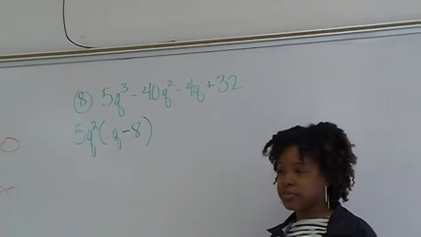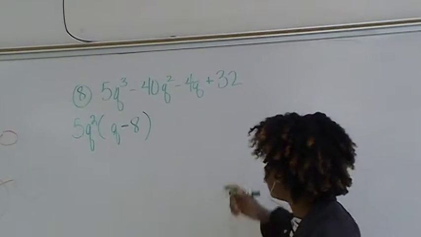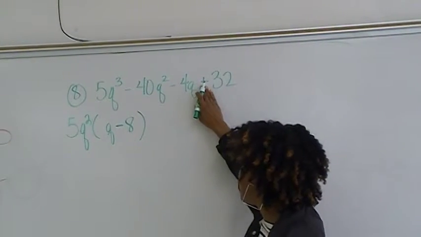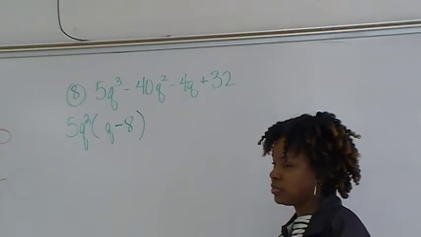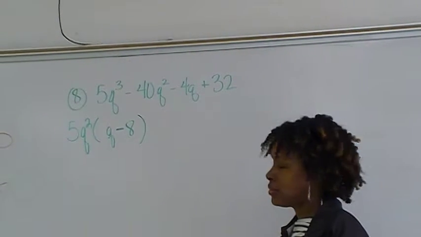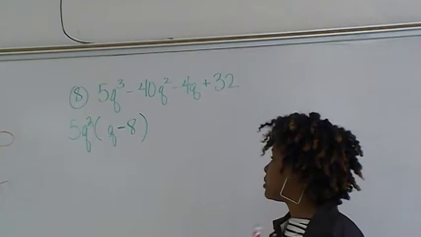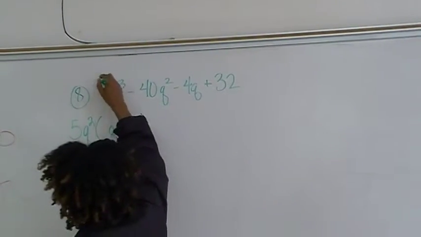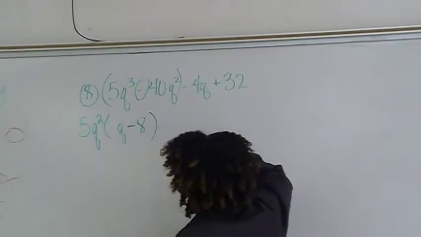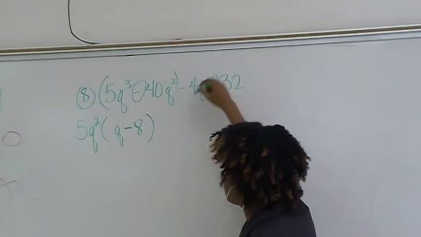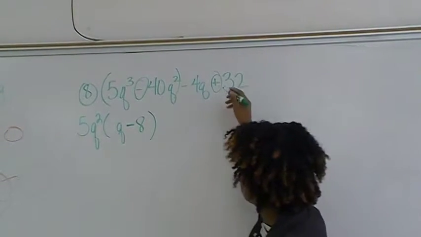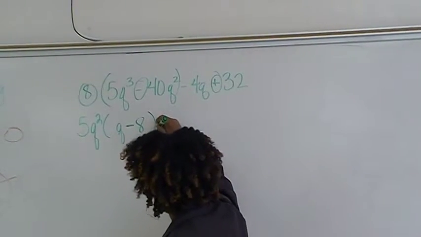Anybody confused? Alright, let's do the second one. You got negative 4. You got positive 32. Now let me show you something. When you look at this, you got a minus sign right here, right? When you look at this, you got a plus sign right here. You know what that's telling you? You need to change the sign.